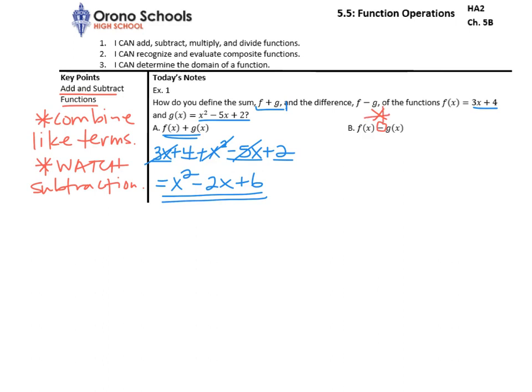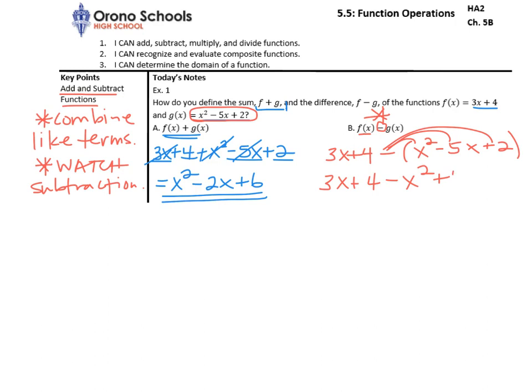Again, with subtraction, we want to be careful. As we list out our terms now, f of x, still 3x plus 4. When we subtract g of x, though, we're subtracting that entire quantity. I'm going to put it in parentheses just to make sure we know exactly how to distribute that in. To subtract, we need to make sure we change all the signs for that second function. That gives us 3x plus 4 minus x squared, and then plus 5x, minus 2.